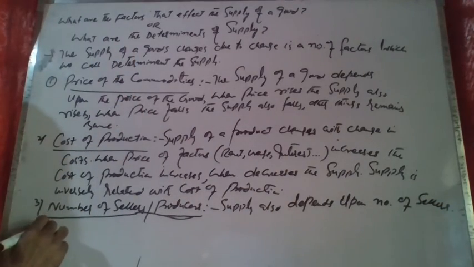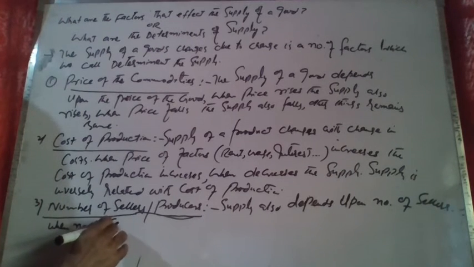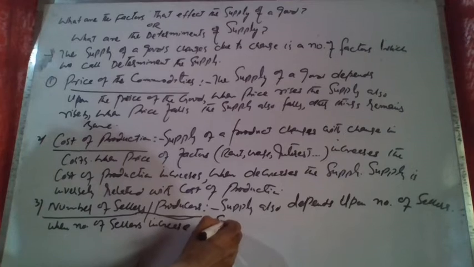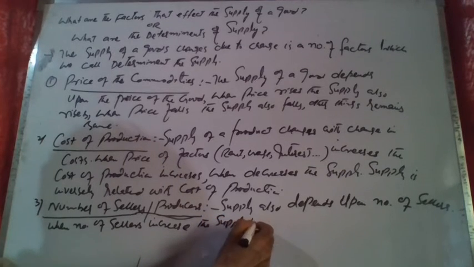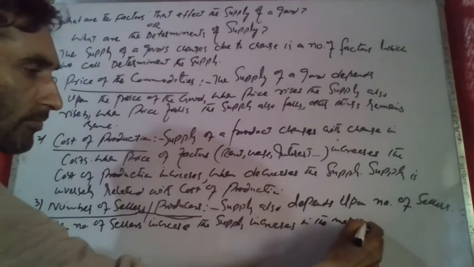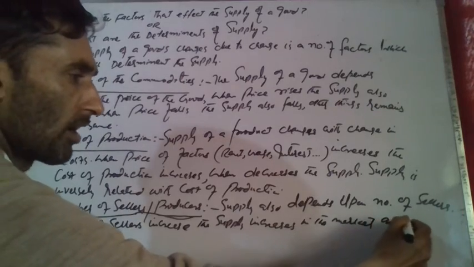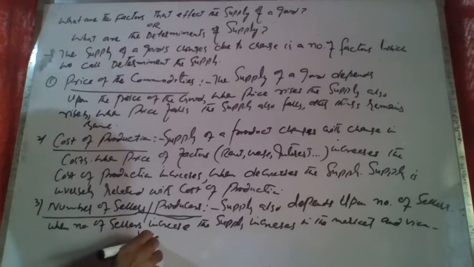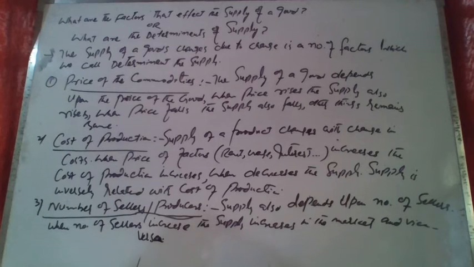When the number of sellers increases, the supply increases in the market. And vice versa. That means when the number of sellers decreases, the supply also decreases.